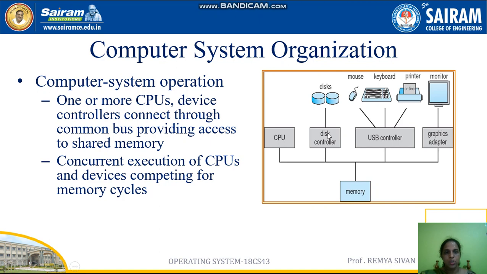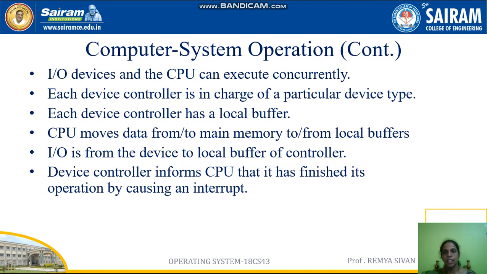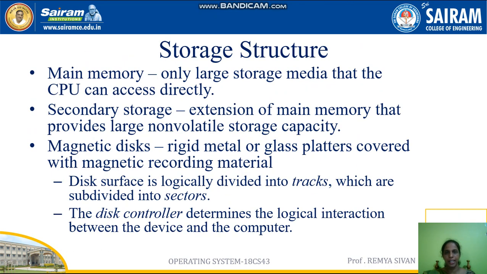And each device controller will have its own local buffers. And the CPU moves data from or to main memory or to or from the local buffers. And the device controller informs the CPU that it has finished its operation by causing an interrupt. And the IO device and CPU can execute concurrently.